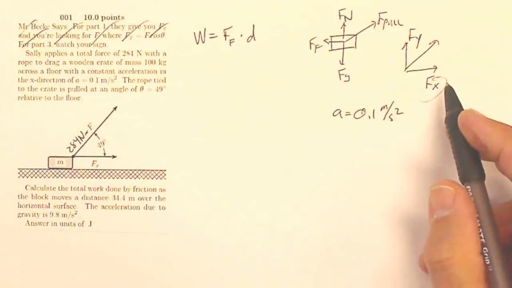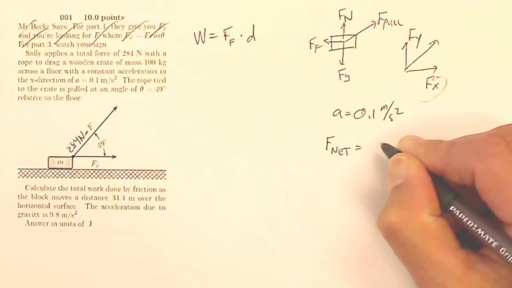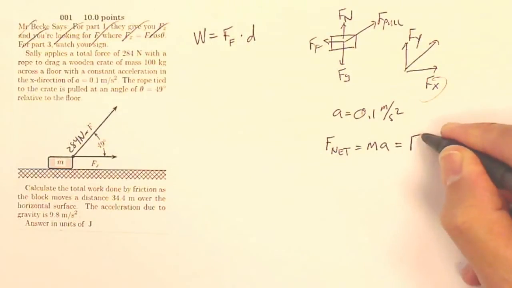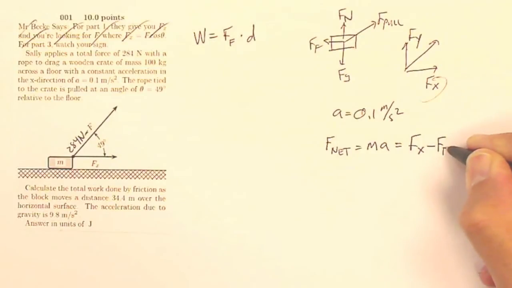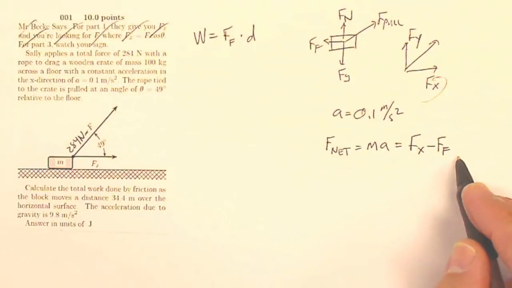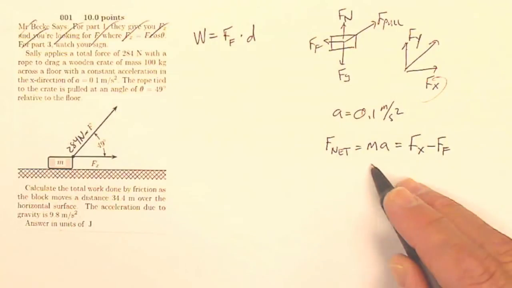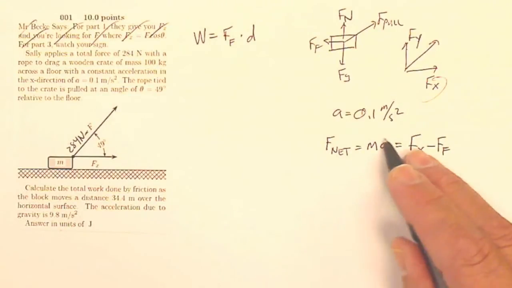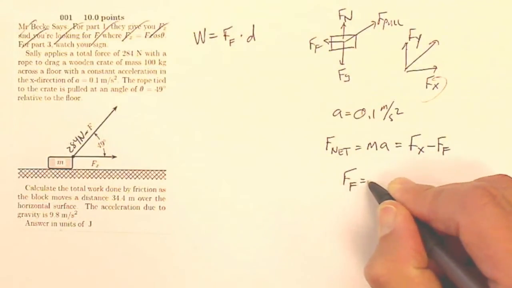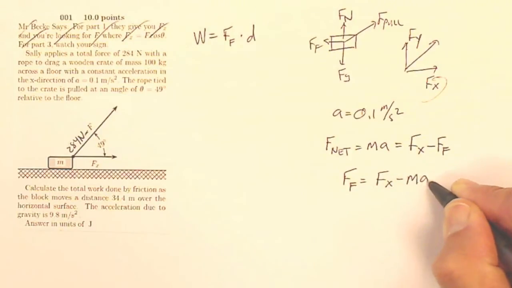Turns out that the net force on this block will equal the mass times the acceleration. And the net force is going to be my force x to the right minus my force of friction to the left. So my net force, mass times acceleration, is Fx minus Ff. I'm really looking for Ff. So I can solve for Ff by adding Ff to both sides and subtracting my mass times my acceleration from both sides. So what I get is Ff equals Fx minus ma.